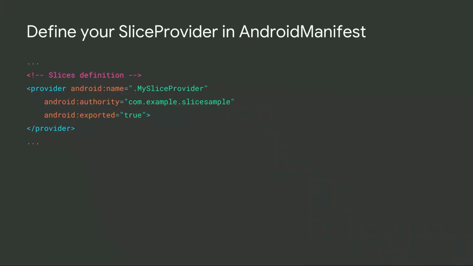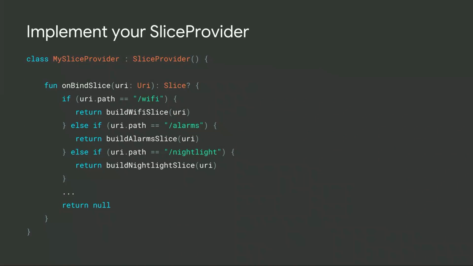So the first thing you've got to do is define a slice provider in your Android manifest. As Jason mentioned, slices are built on top of content providers, so similar to a content provider, you've got to define it here. This lets the operating system be able to find your slices. Then you have to implement your slice provider. This slice provider handles multiple slices here. So we have a Wi-Fi slice, an alarm slice, and a nightlight slice.